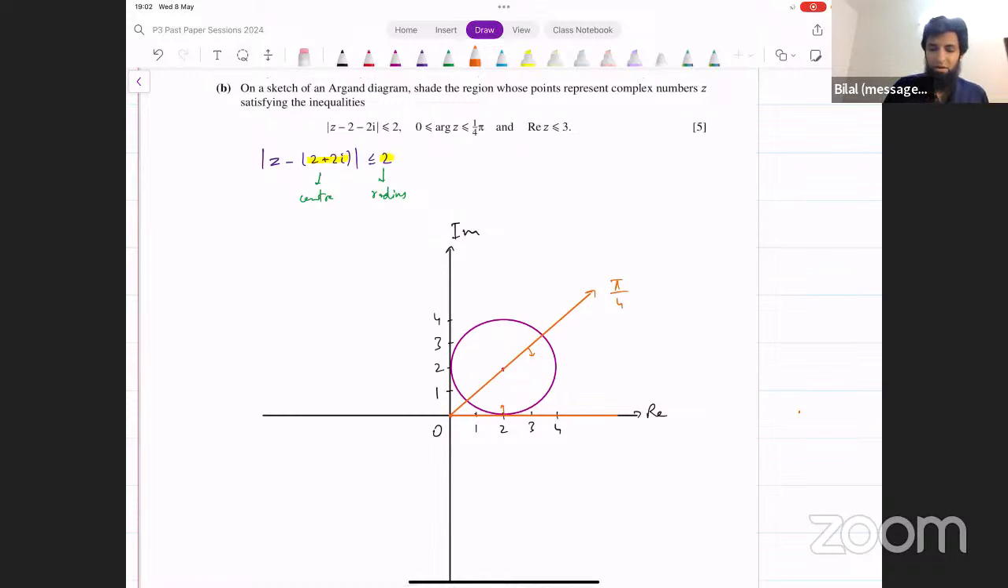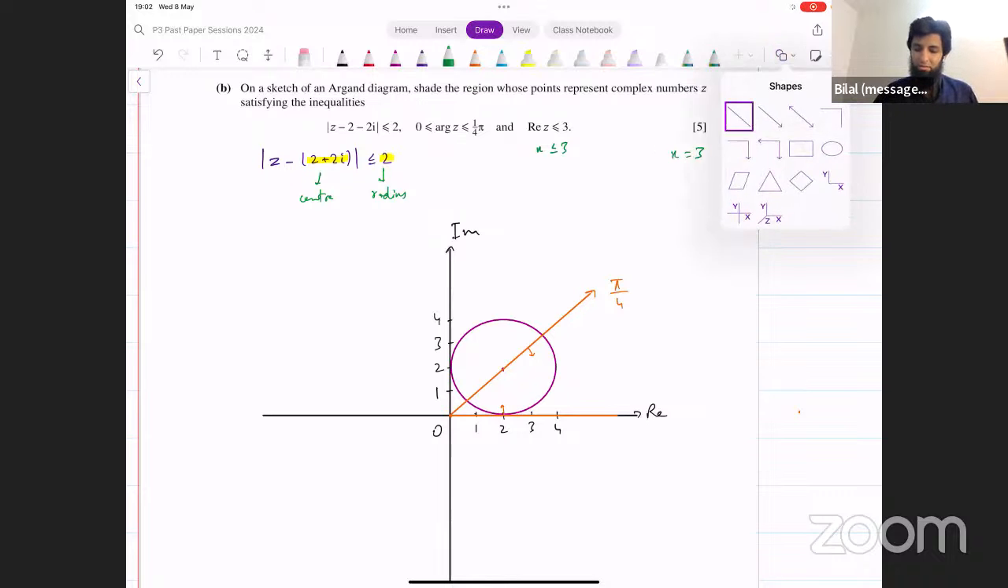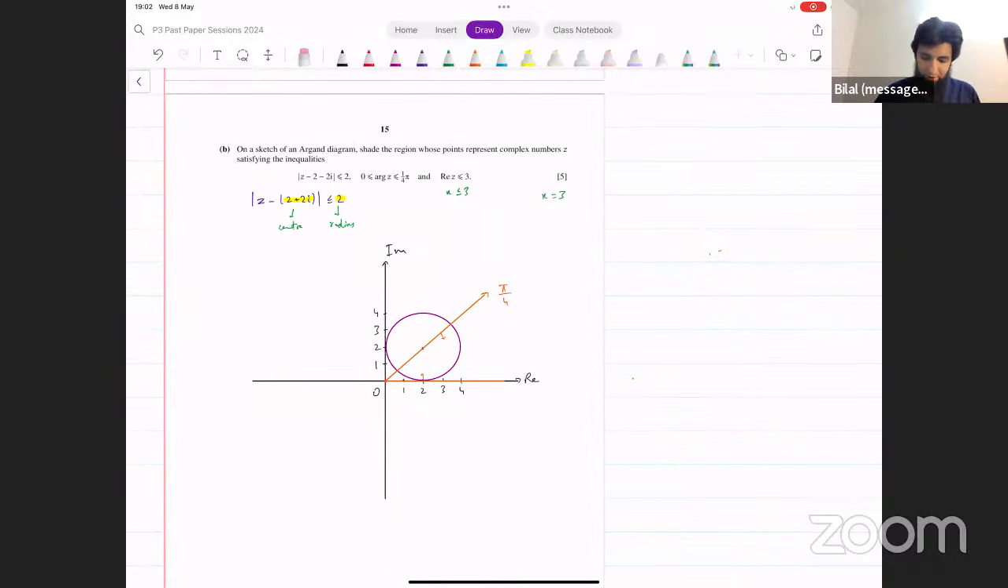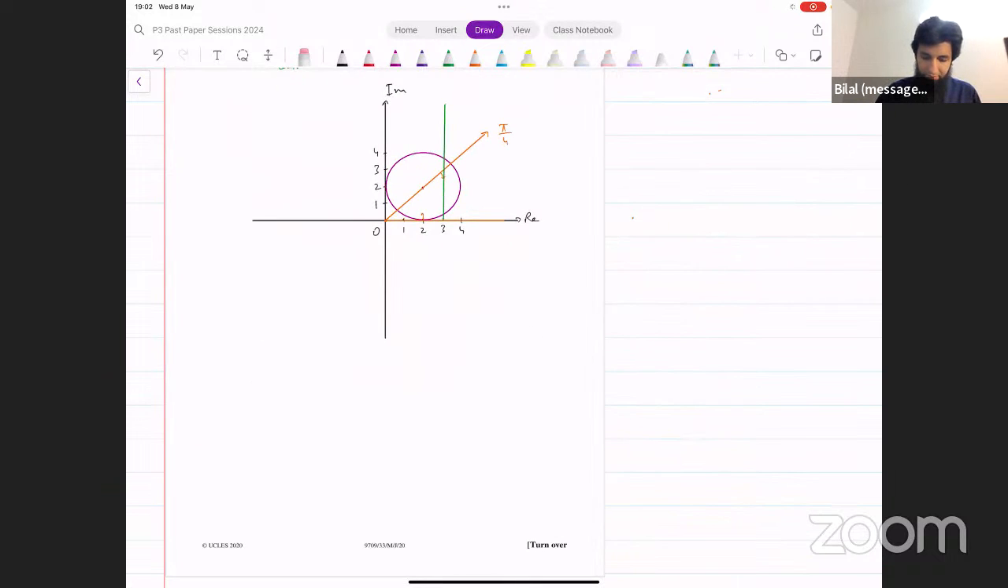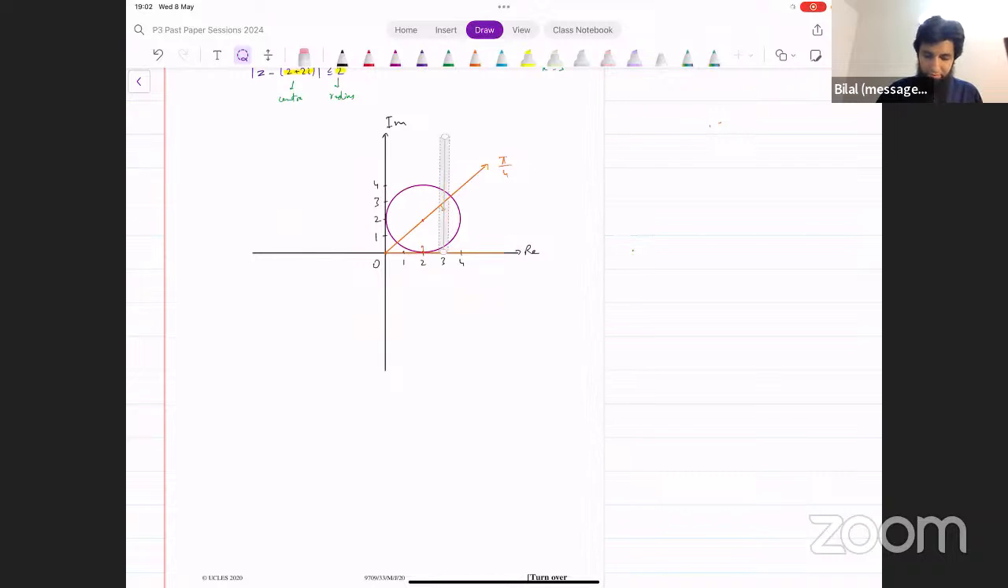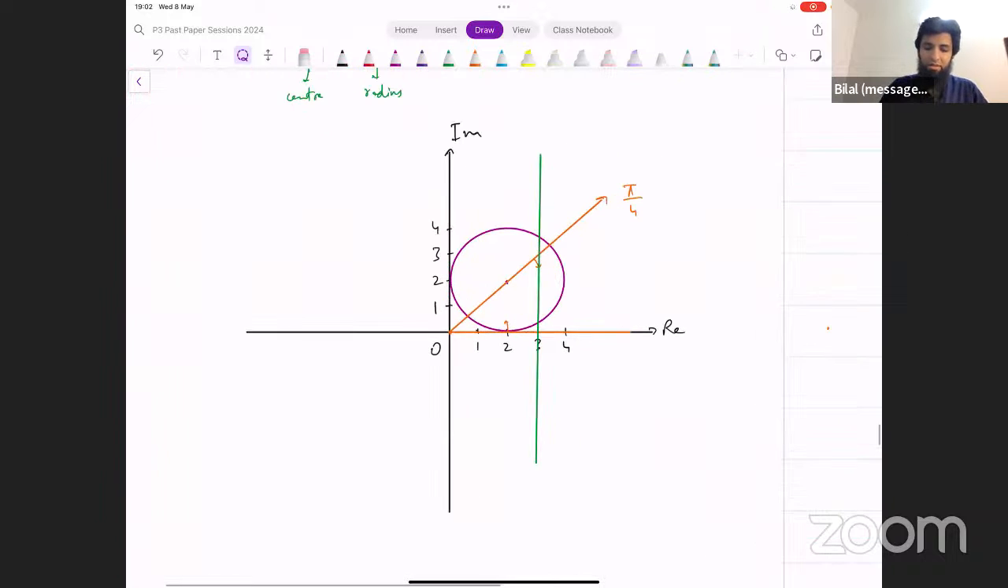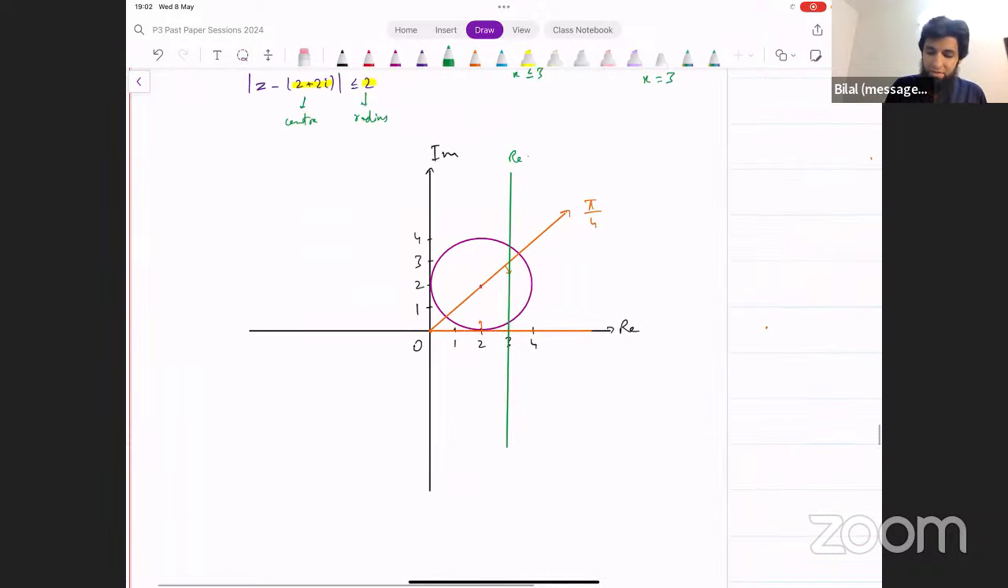What else? Real part of z is less than or equal to 3. Real part of z. Where is the real axis? On the horizontal axis. That means x is less than or equal to 3. You have to draw the line x equals 3. That's a vertical line. That line looks like this. It's a vertical line. This is the line where the real part of z is equal to 3.